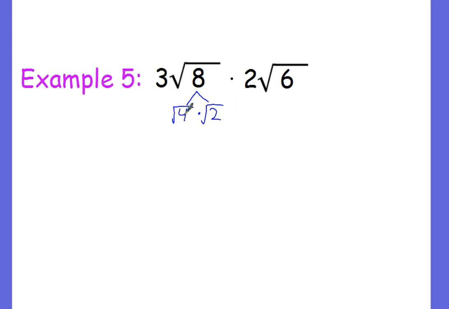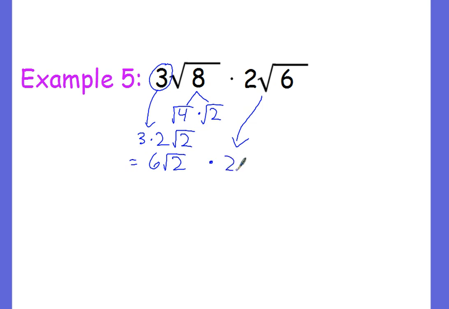So the square root of 4 I can evaluate, that's 2, and this would be left as square root 2. Now don't forget, we have 3 that we've got to multiply also. So this would equal 6 root 2. Okay, so that takes care of this one. Over here, there's no perfect squares that go into 6, so we're just going to bring that down. All right, let's go ahead and multiply these.